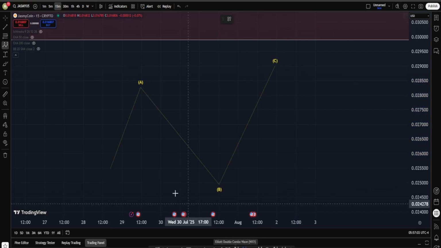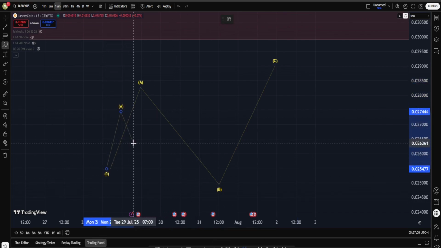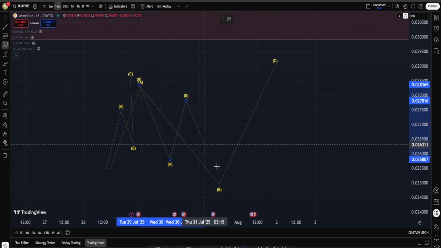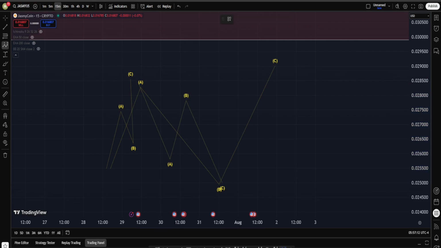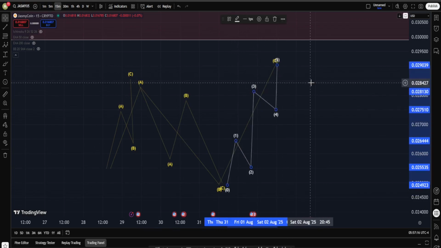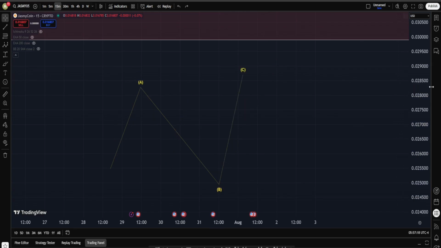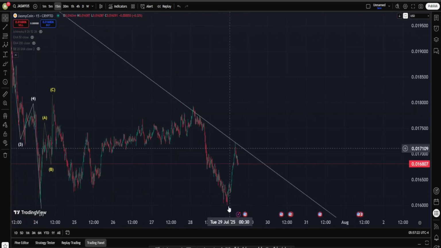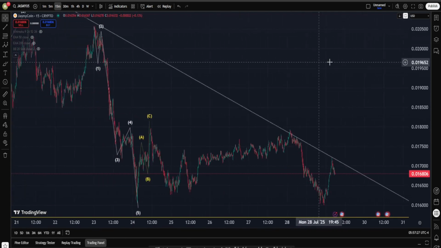Nonetheless, subwaves are going to be very much the same. ABC up into A, ABC or maybe a WXY, not really important, into B, and a 1, 2, 3, 4, 5 wave on the upside into wave C. And now let's go on the live chart and count some waves, because I'm going to say probably from this point moving forward, a lot of these structures are going to make more sense.